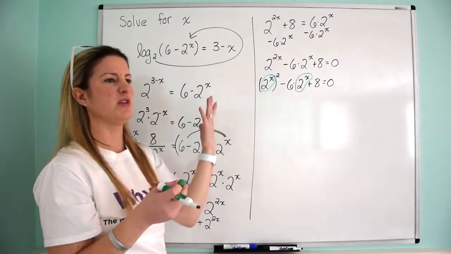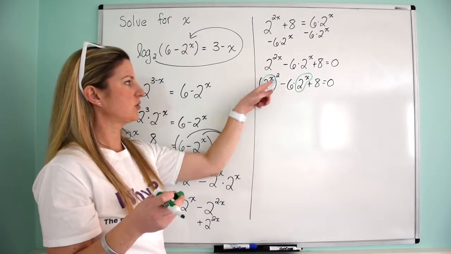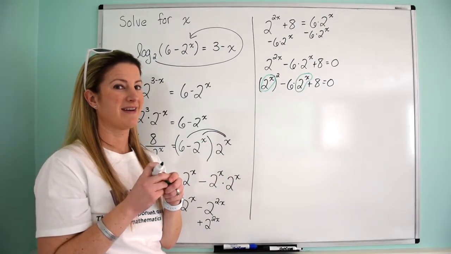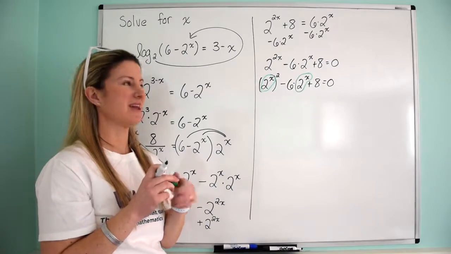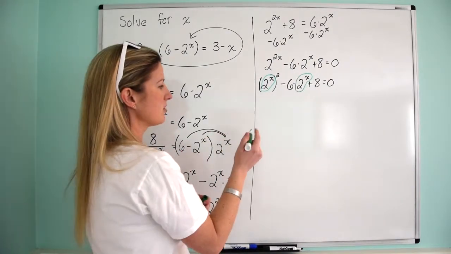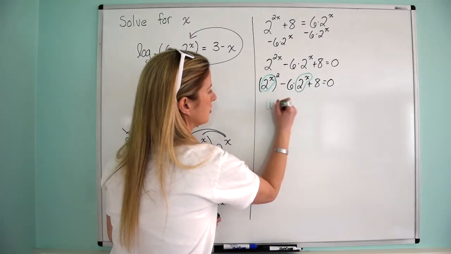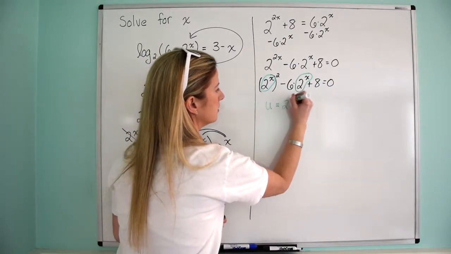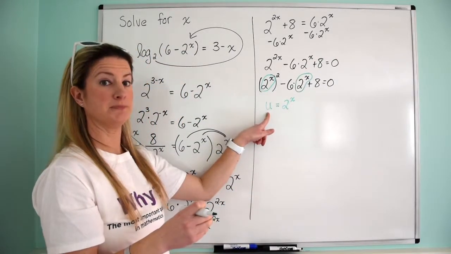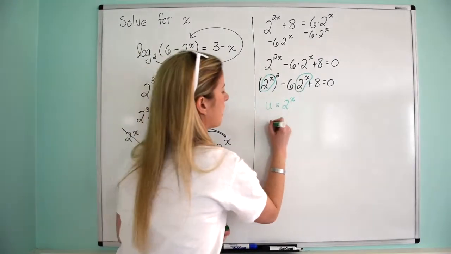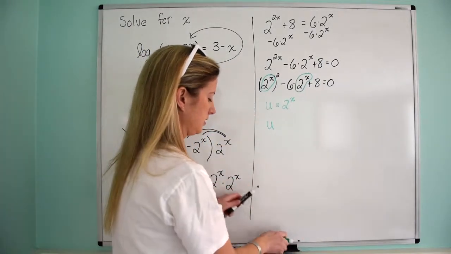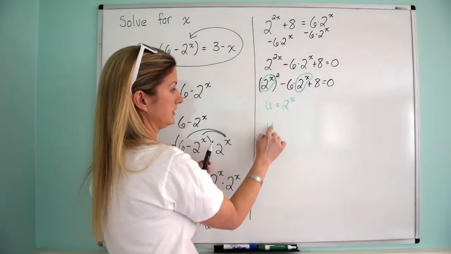Imagine if instead of that being 2 to the x, it were just x. x squared minus 6x plus 8. Would you know what to do with that? You absolutely would. Okay, that's a quadratic. So let's do a little bit of substitution here. So I'm going to say that u equals 2 to the x. Okay, so basically anywhere that I see a 2 to the x, I'm going to put a u. Okay, so in this case, I've got u, and then I'm going to leave this like this. u, because I see a 2 to the x, so I'm replacing it with u.